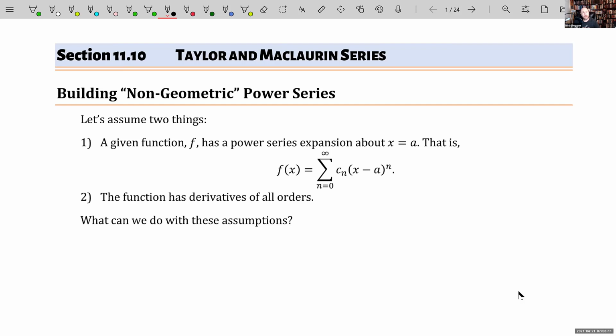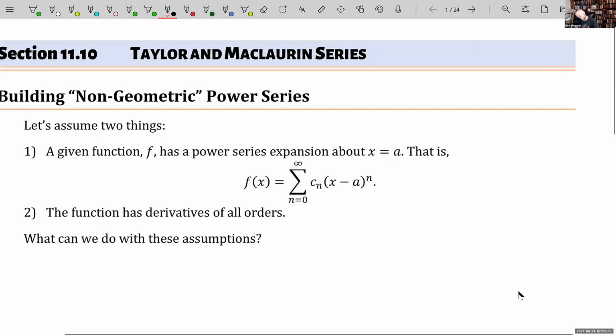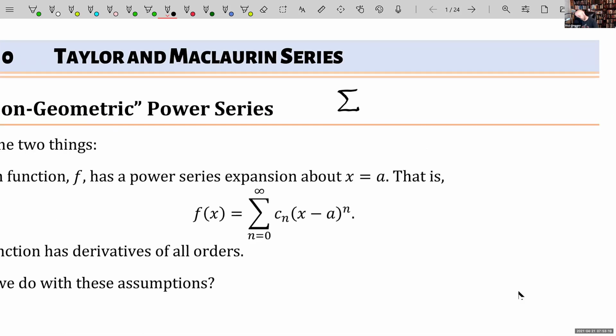The geometric power series, actually really based on just one form, the geometric power series, right? So we know the summation n equals 0 to infinity of x to the nth power. If it converges, it will converge to 1 over 1 minus x. And it will converge as long as the absolute value of x is less than 1.